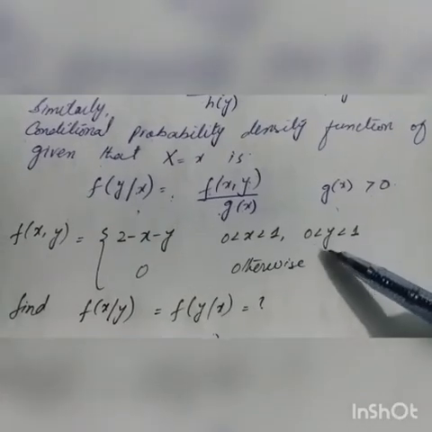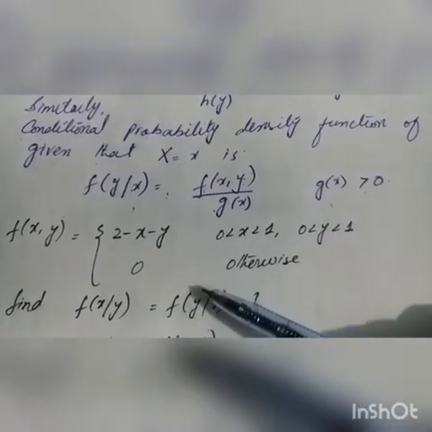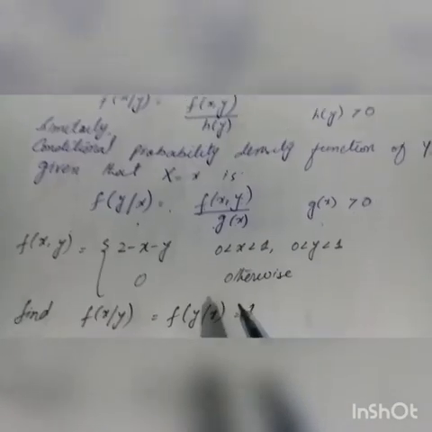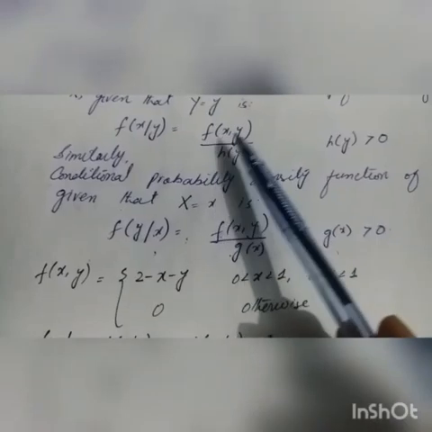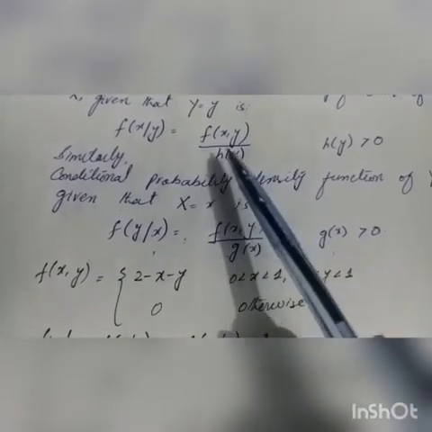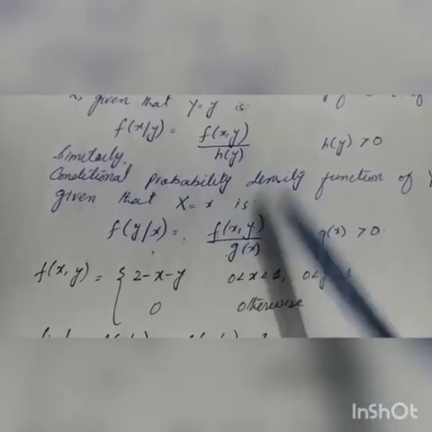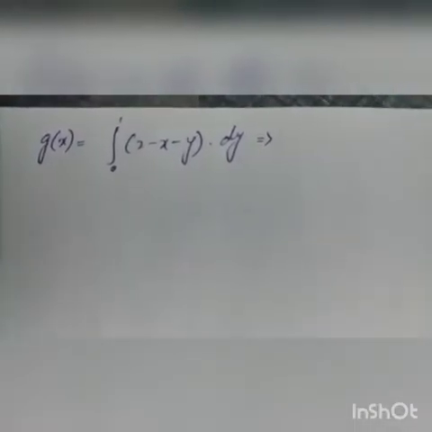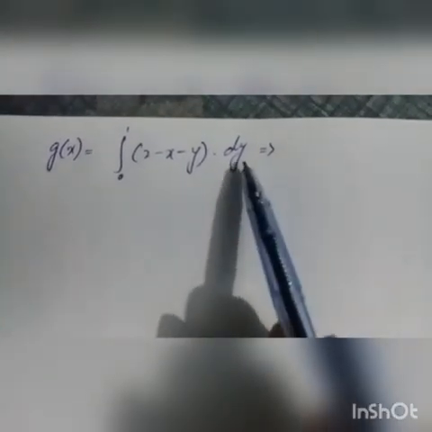Here you have a question, and you have to find the conditional probability of x given y and the conditional probability of y given x. For both formulas, f(x,y) remains the same and we have to find g(x) and h(y). g(x) means integrate the function with respect to y.